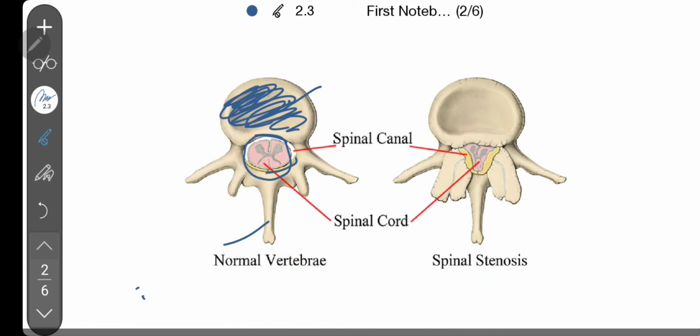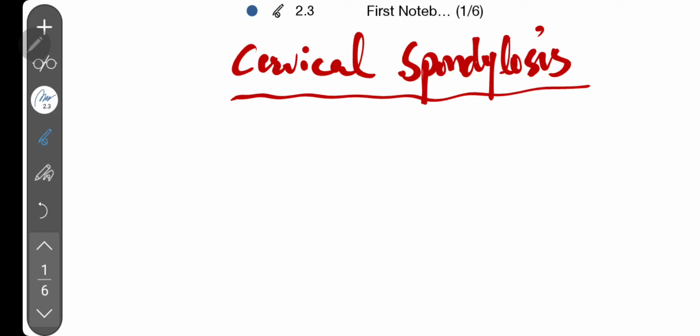Okay, let's go backward. Most common cause of cervical spondylosis is osteoarthritis. That's the most common cause. So it's mostly present in the middle-aged or older people.